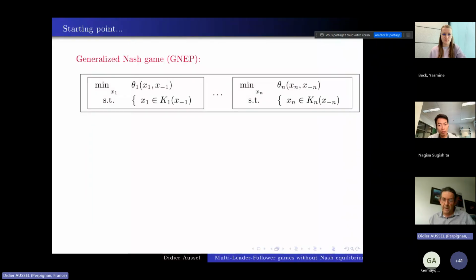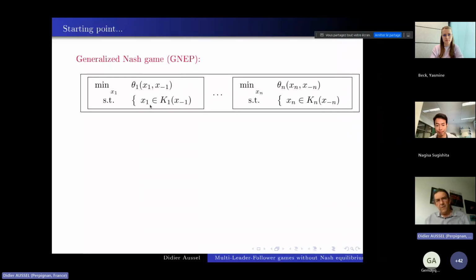I will not insult all of you by recalling basic things, but I would like to fix a bit of the notation concerning the GNEP. GNEP is a package of players that interact in a supposedly non-cooperative way. Each of them has a decision x_i, and there are the decisions of the others, x_{-i}.